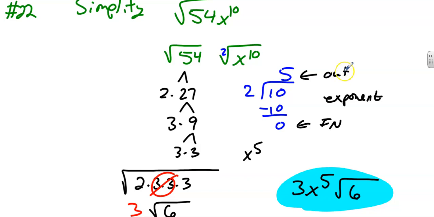Yeah, so again, top number, whatever we divide out, that's how many goes on the outside. Whatever's left over here, that's going to be what's on the inside, which we didn't have any, so the x to the 5th just goes to the outside.